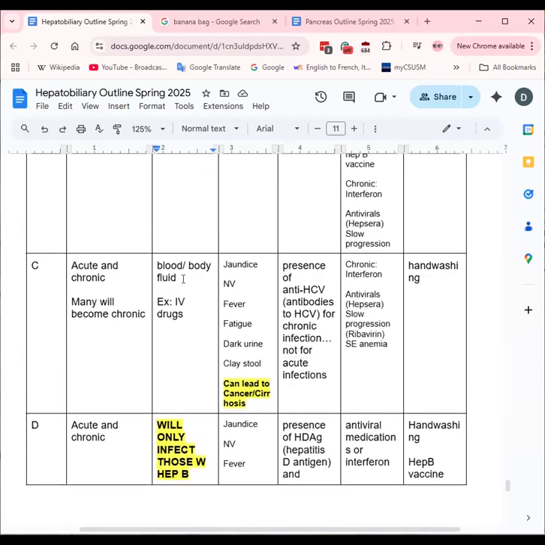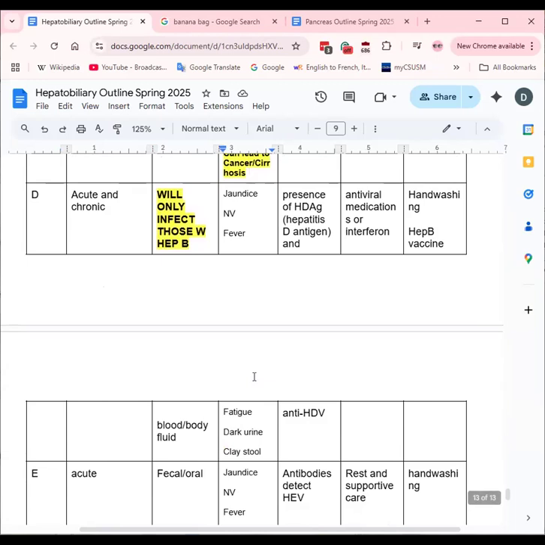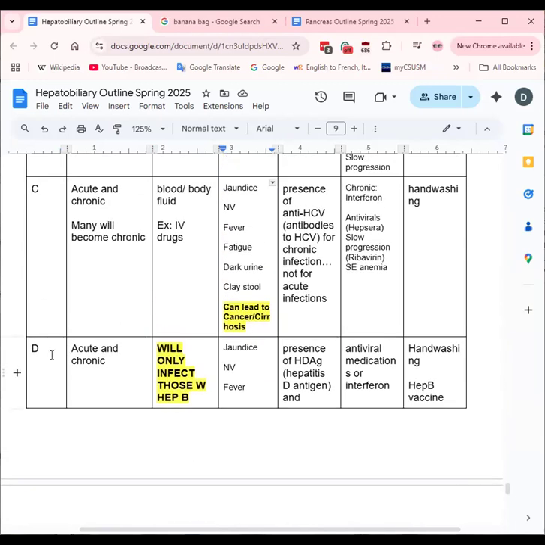C, it can also be through blood and bodily fluids, but the thing to remember with C is cirrhosis or cancer, because this is the one that most likely leads to liver cancer and liver cirrhosis. And then hepatitis D will really only affect those that have hepatitis B. So D and B, I think of Dave and Buster's, D and B.